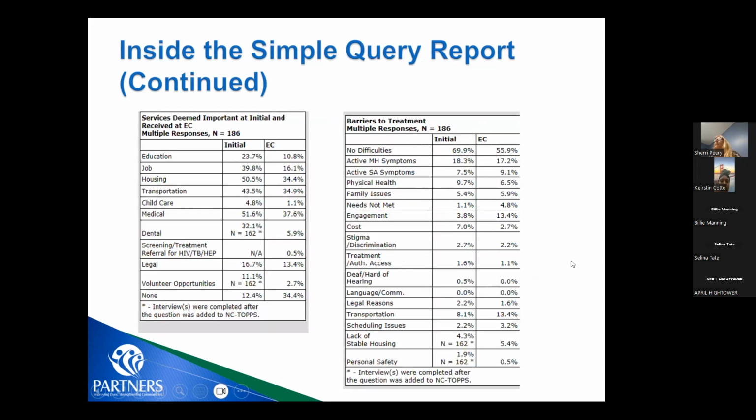And this is just a few barriers to treatment, services deemed important at initial versus received at episode completion. So it's really, really neat information that you have access to, and it's free, and it's coming from interviews that are required to be submitted. So it's like, why not use the information?